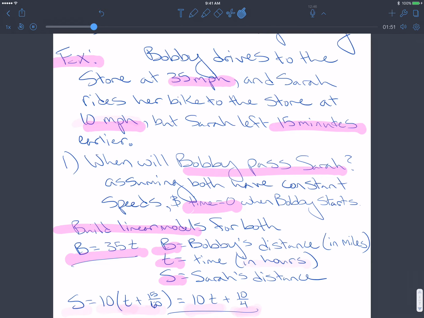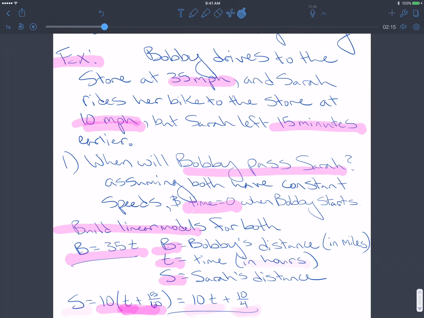but she's moving at a speed of 10 miles per hour, right, as it says. So she's going to have 10 times t, but she's also going to have the additional distance that came from her leaving 15 minutes earlier. So I have here in parentheses t plus the 15 over 60, because she left 15 minutes prior.